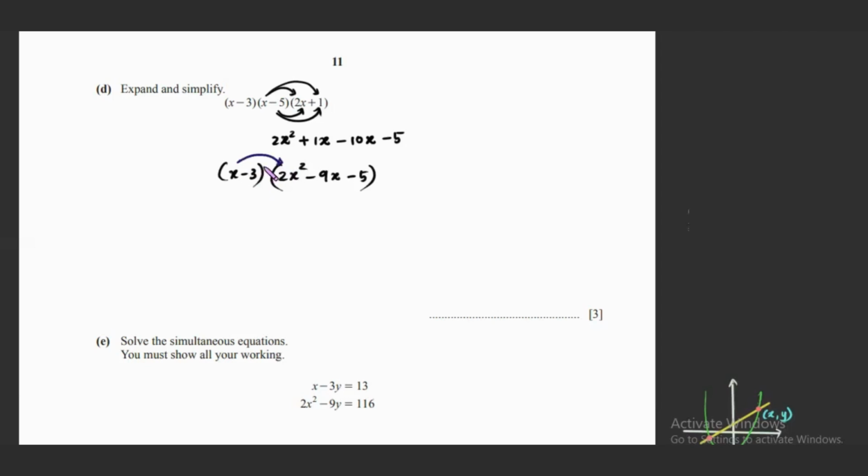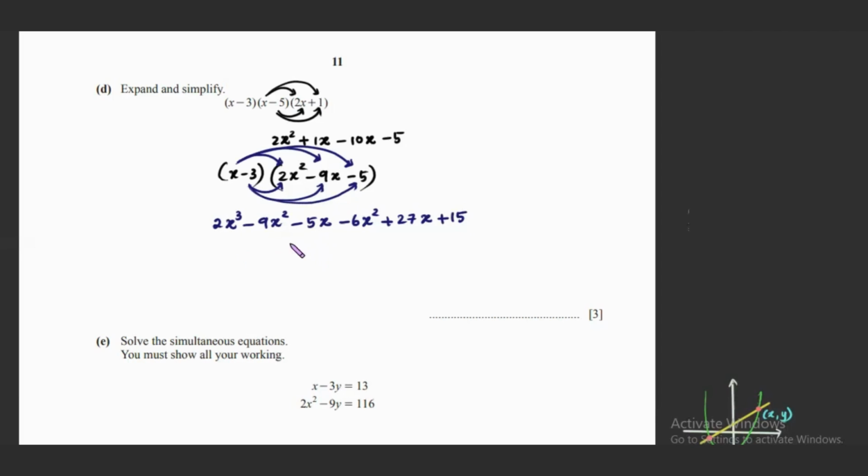x times 2x squared is 2x cubed. x times minus 9x is minus 9x squared. x times minus 5 is minus 5x. Then minus 3 times 2x squared is minus 6x squared. Minus 3 times minus 9x is plus 27x. And then we have minus 3 times minus 5, that is plus 15.